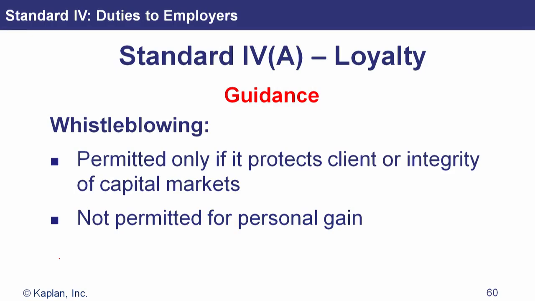And then the final area of guidance here is whistleblowing. Whistleblowing means that you are telling the regulatory authorities, government, somebody with the legal jurisdiction that there has been wrongdoing. You're blowing the whistle. Well, that's permitted only if it protects clients, or the integrity of the capital markets. And it's certainly not permitted for reasons of personal gain. So if you want to go on Good Morning America because you were the whistleblower, and that's really what you wanted, well, that's personal gain. You're not going to be able to do that, or write a book about it. You can only blow the whistle on wrongdoing if it protects clients or it protects the integrity of the capital markets.